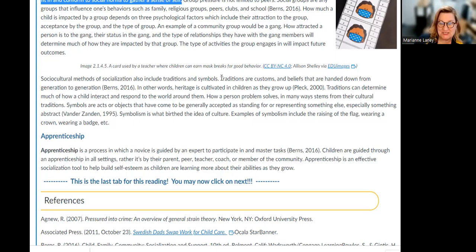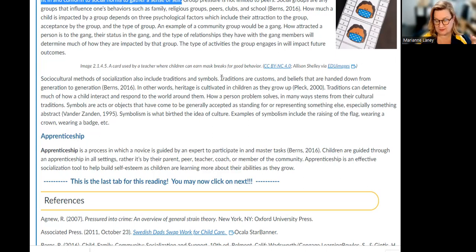But again, traditions could be daily traditions. Every morning we do this, or every Thursday night we do this, or every month, or every year we do this. It could be visiting somebody's grave. It could be donating or volunteering. So basically anything that is handed down from generation to generation. My son also belongs to 100 Black Men in Orange County, and they do a lot of generational things. I'm clearly not Black, but I have him in a community that teaches him sociocultural methods of socialization.